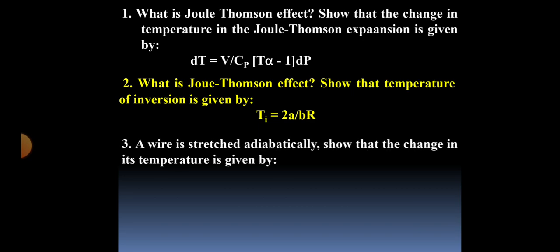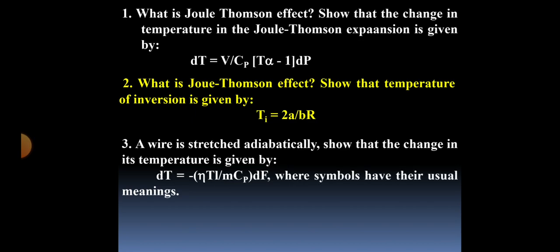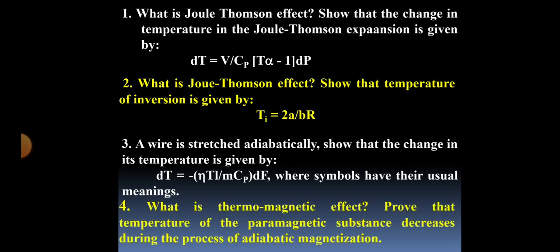Next question is, a wire is stretched adiabatically. Show that the change in its temperature is given by this, where symbols have their usual meanings. And then there is question number 4. What is the thermomagnetic effect? Prove that the temperature of a paramagnetic substance decreases during the process of adiabatic magnetization. The most important question of this chapter.